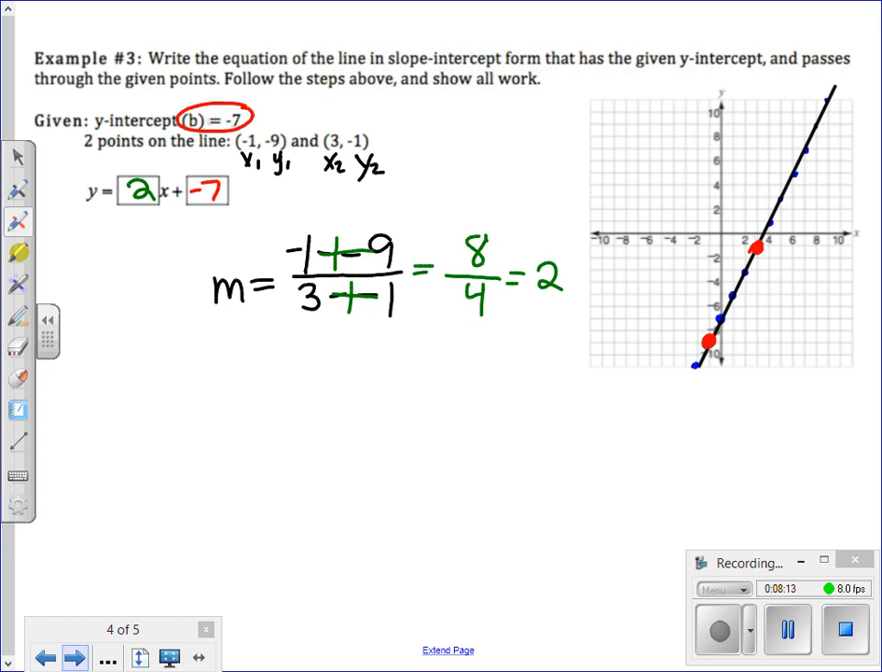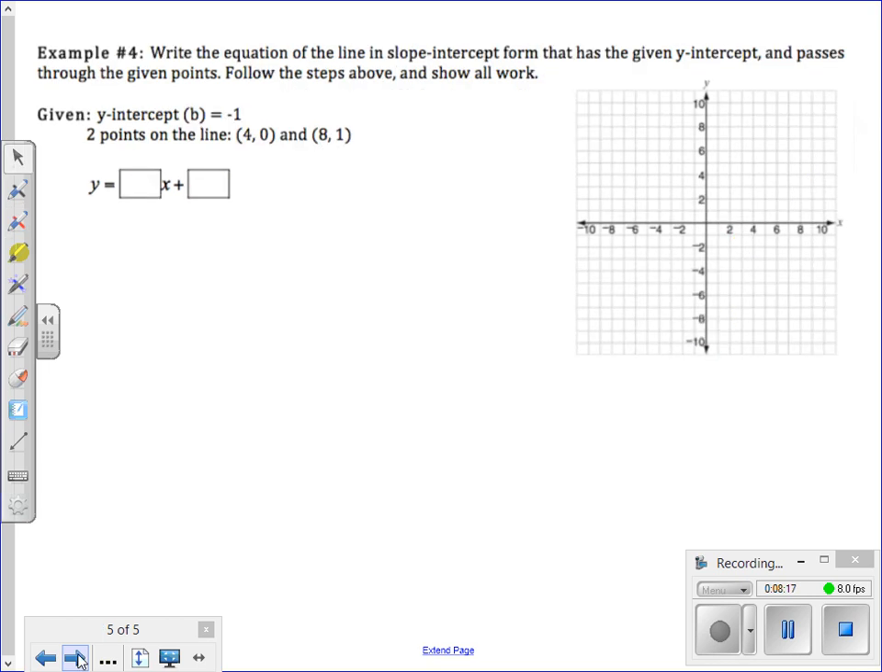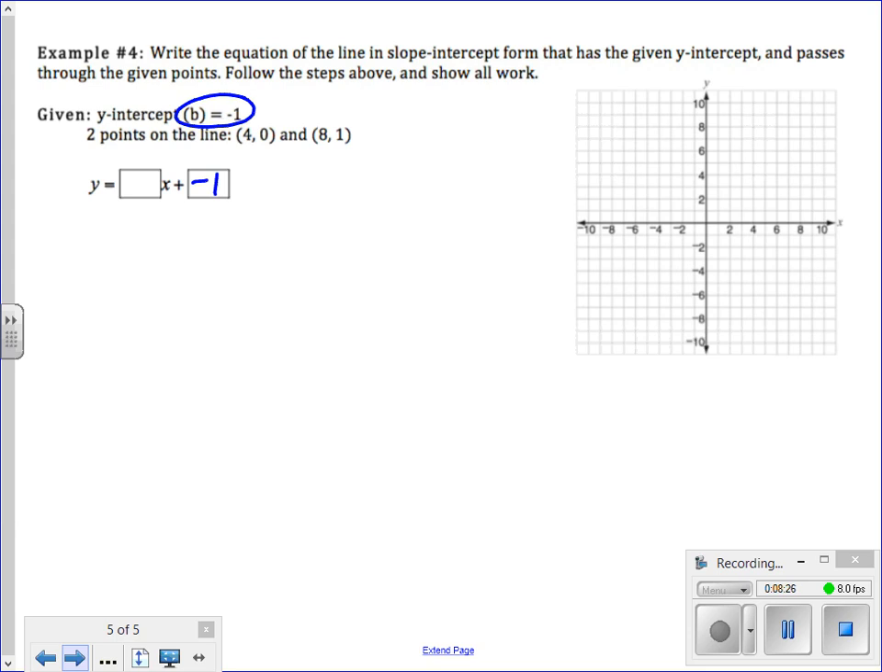All right, fourth and final problem here. You should be getting the hang of it at this point. Write the equation of the line that passes through the y-intercept of negative 1 and has the points on the line 4, 0, and 8, 1. And I'm going to find the slope. I organize things really carefully so that I don't make a mistake.